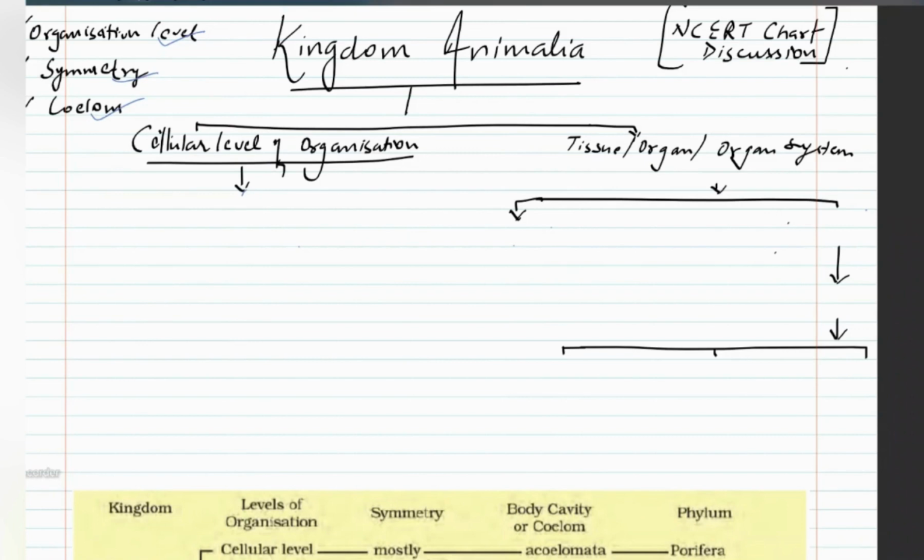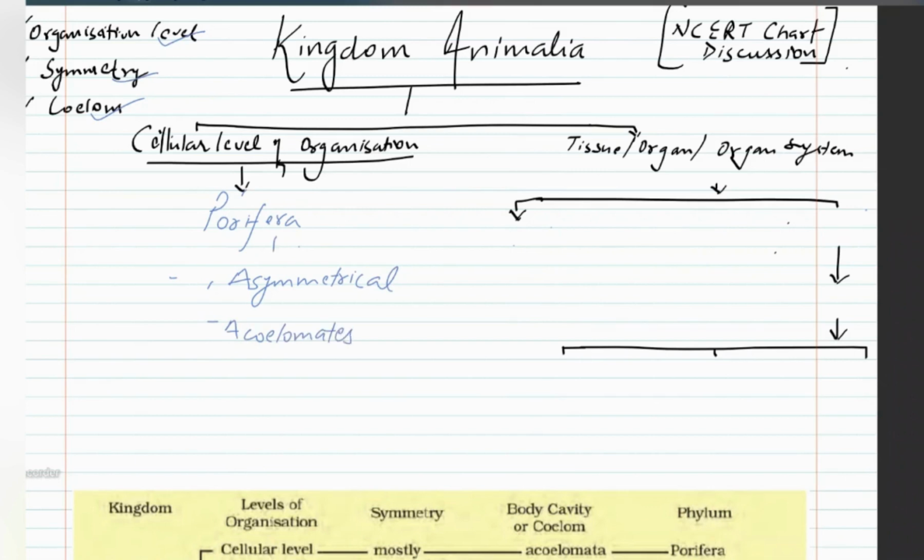Instead of jumping onto the flowchart, we are going to make our own flowchart. So, cellular level of organization and tissue or organ system level of organization. We will start with organization level. Cellular level of organization is seen in poriferans, in phylum Porifera. What type of symmetry do poriferans have? Yes, poriferans are asymmetrical.